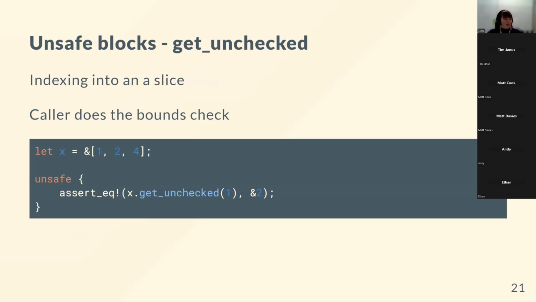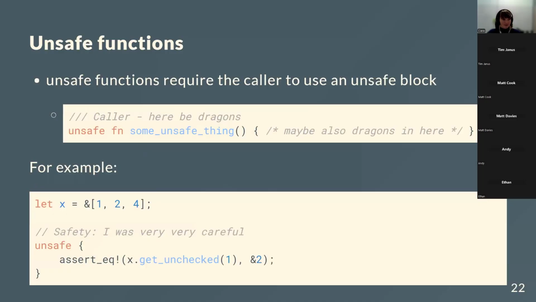Taking this example of get unchecked, which is an unsafe method that you can call, by putting it in an unsafe block, you are saying, as the caller, I am doing the bounds check. I know that this is within range. You don't have to do any checks within the get unchecked method itself. And because it's an unsafe function, it requires you to use an unsafe block. So this here is unsafe, telling you this function has some constraint. And if you call it, you need to make sure that you have satisfied those constraints.